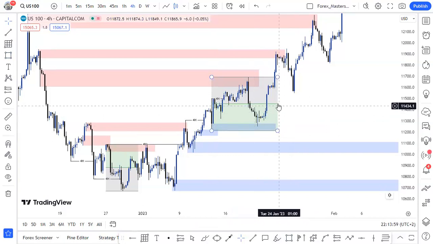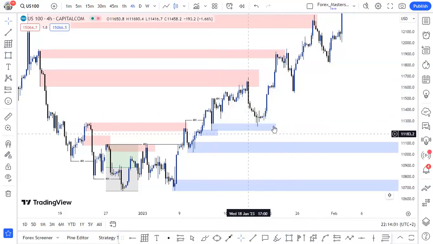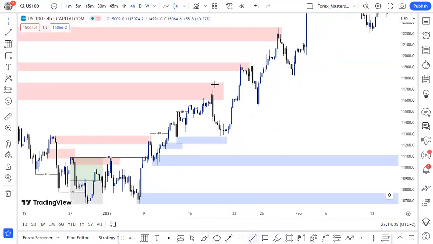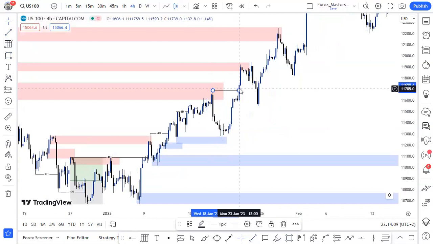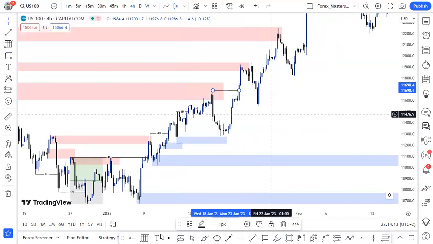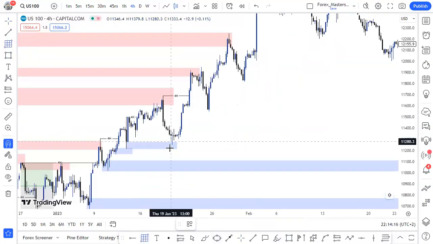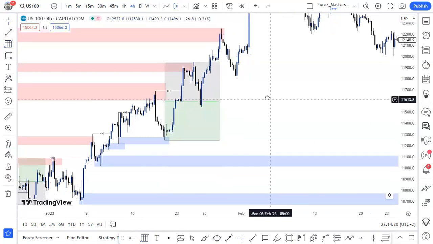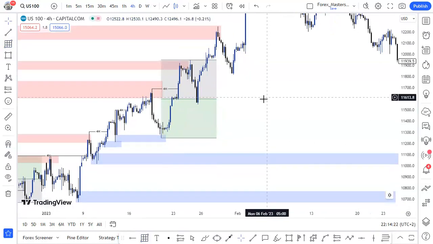All right, so let's say now we mitigate this one, so this one is mitigated, and price then continues to break structure to the upside. So again, you can see we then break structure again to the upside, and we pick another range. So it's just that, right? That's what you keep on doing over and over and over again until you what?